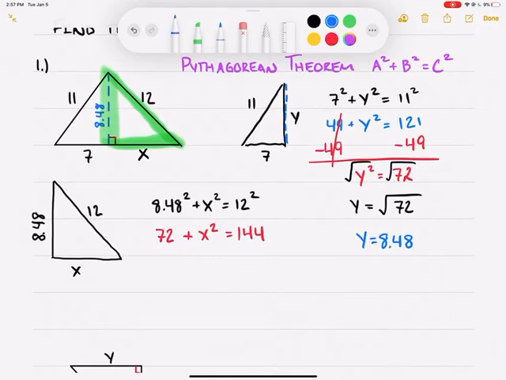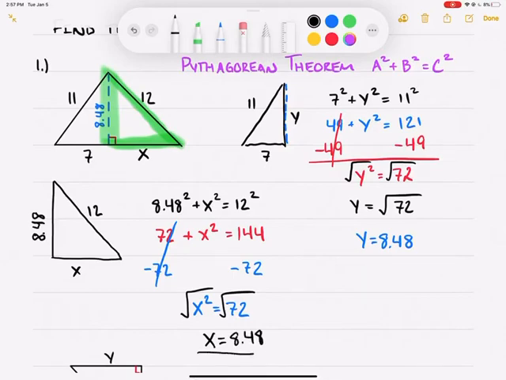And then to find x, I would subtract 72 from both sides. And 144 minus 72 is 72. So then from here, to find x, we would just take the square root of both sides, right? And then x is going to equal 8.48. Weird how that worked out. But that would be our missing piece, 8.48.